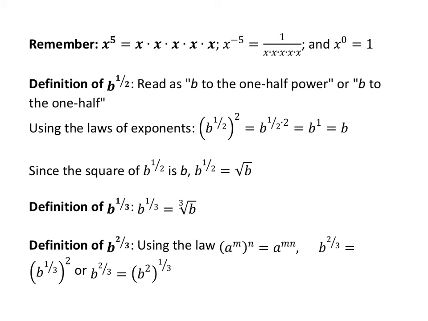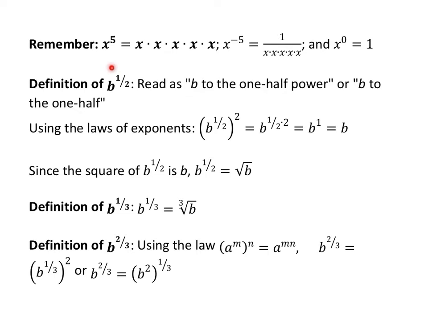To begin our discussion in Chapter 10, we need to remember some of those rules of exponents that we learned a long time ago. Namely, if you have something to the fifth power, you've multiplied it by itself 5 times. If you have something to the negative fifth power, you have then put that in the denominator and multiplied it 5 times. Anything to the 0 power is equal to 1.